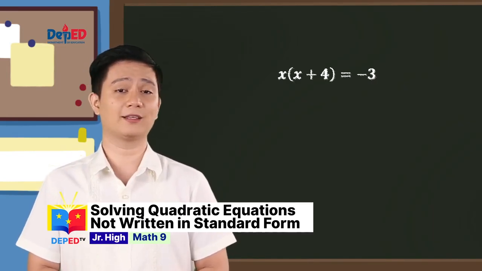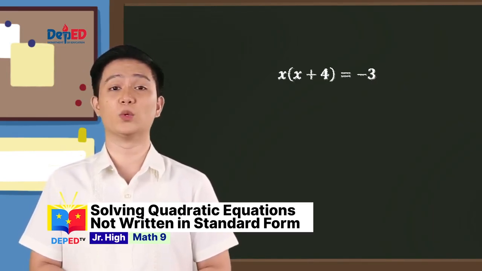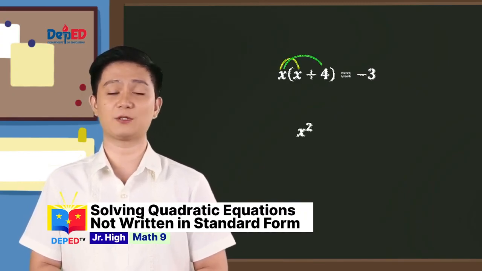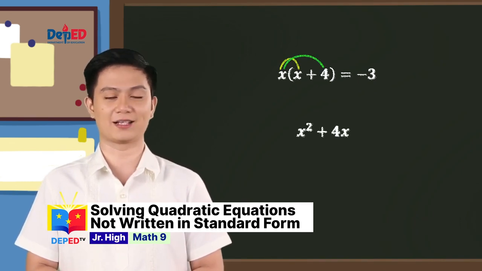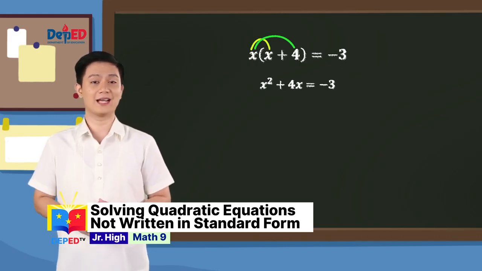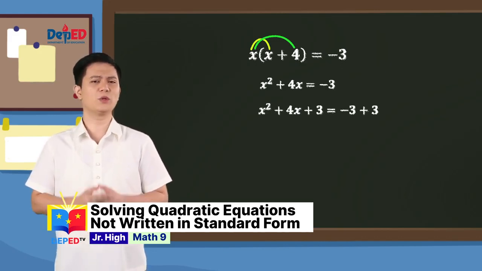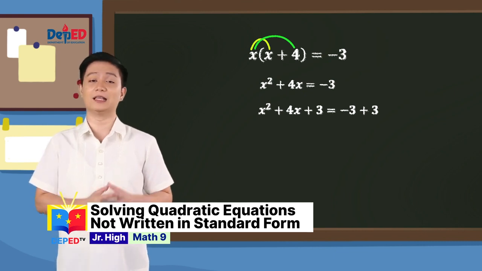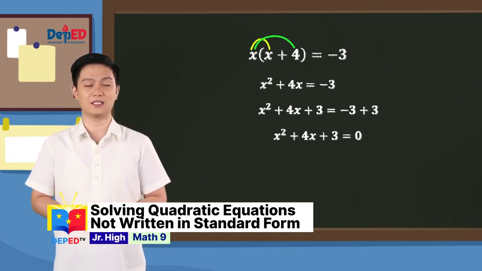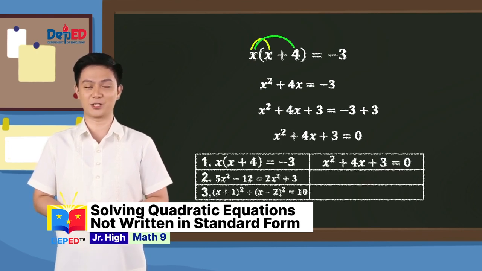First, we multiply the quantities on the left side of the equation. We apply distributive property. X times x is x squared. X times positive 4 is positive 4x. So the equation becomes x squared plus 4x equals -3. Next, we increase both sides by 3 so that the left side contains all the terms of the quadratic equation and the right side is just 0. Hence, the standard form of the equation is x squared plus 4x plus 3 equals 0. And there, equation number 1 is done.